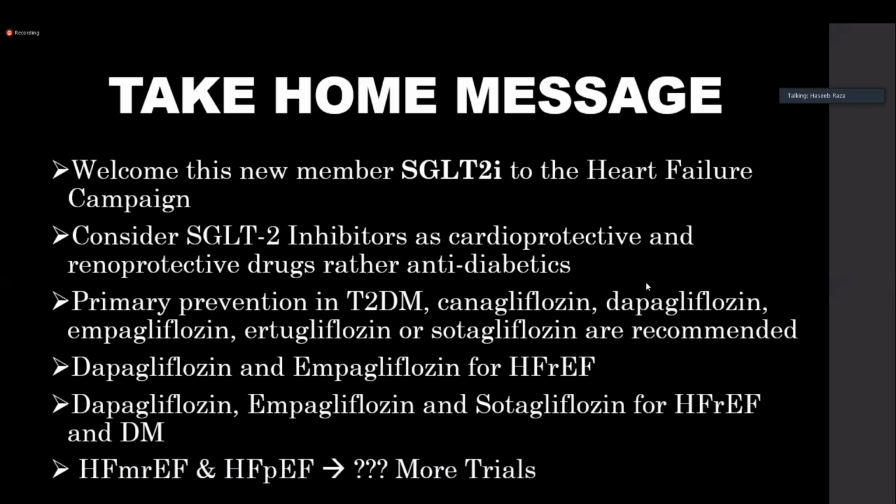Regarding the mid-range EF and the preserved EF, there are more trials coming on. There is more work, and we hope that we are going to see some breakthrough trials in this range, because we need some drugs to work efficiently in this profile of patient. We always feel helpless in preserved ejection fraction patients.